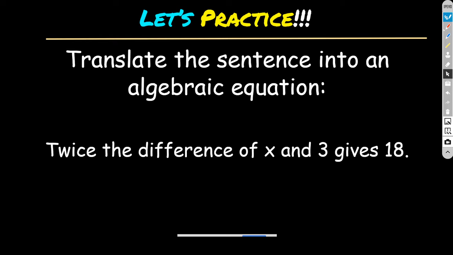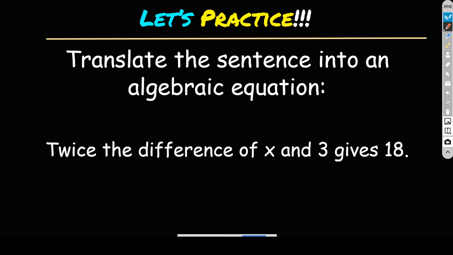Let's do one more. Twice the difference of x and 3 gives 18. Again, we're talking about equations here. Gives means it yields, or the answer is going to be. So we know this is going to represent our equals. x and 3 are still going to be x and 3. 18 is still going to be our 18.